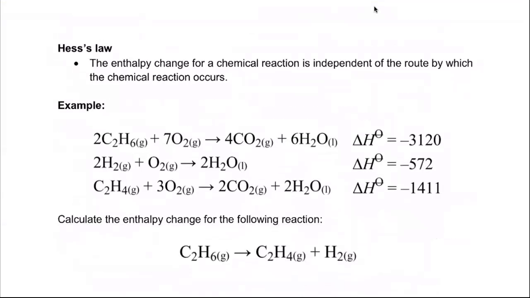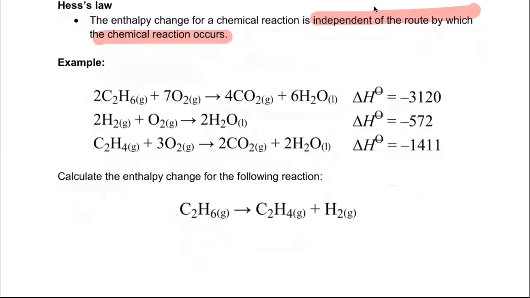And what Hess's law says is basically that it doesn't matter how you get to a chemical reaction. You could take the short way, you could take the long way. You're going to end up getting there, and your enthalpy change is going to be the same. And so that's what it means by it's independent of the route by which the chemical reaction occurs. So I could go straight from my reactants to my products, or I might have to do multiple different reactions. But in the end, my enthalpy change is going to be the same.